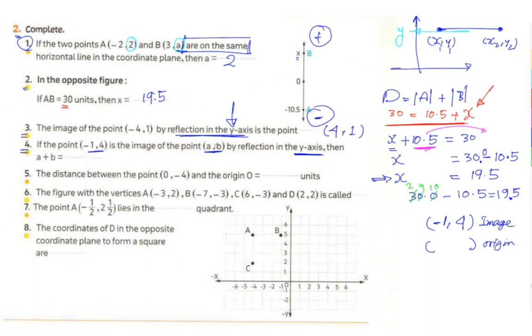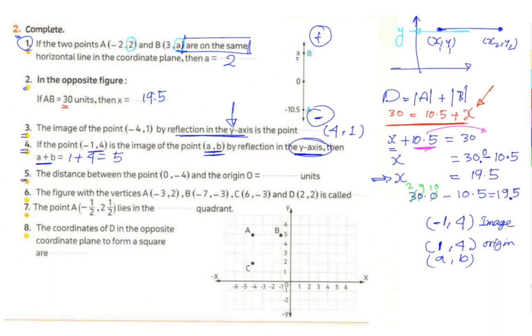The origin by reflection on the y-axis, that's the same y. So the origin must have the same y, 4, and the opposite sign of x. So must be 1. So 1 by reflection on the y-axis becomes negative 1. So the origin is 1 and 4. He needs the origin point, or he needs to add A plus B. That's A and this is B. Okay, now add A plus B. 1 plus 4 equals 5.